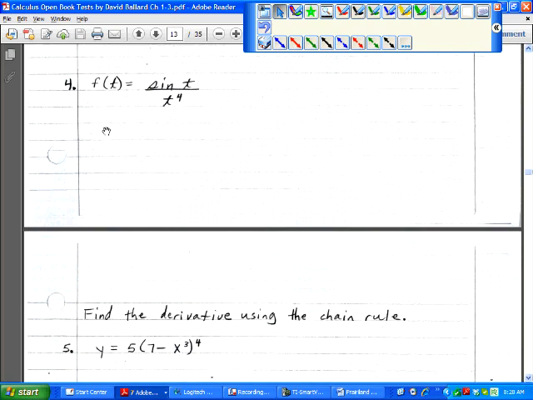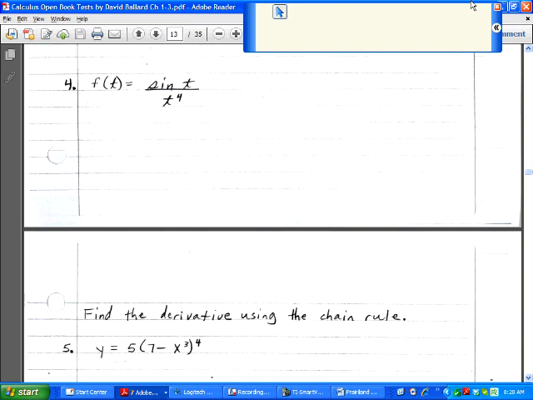Number 4, we're going to solve using the difference quotient. We could pop the t to the 4th to the top and put times t to the negative 4 and use the product rule. I said difference quotient, I meant the quotient rule. I can't be saying this right. The difference quotient is the slope formula. You know that. Okay, the quotient rule. So, let's follow that rule.